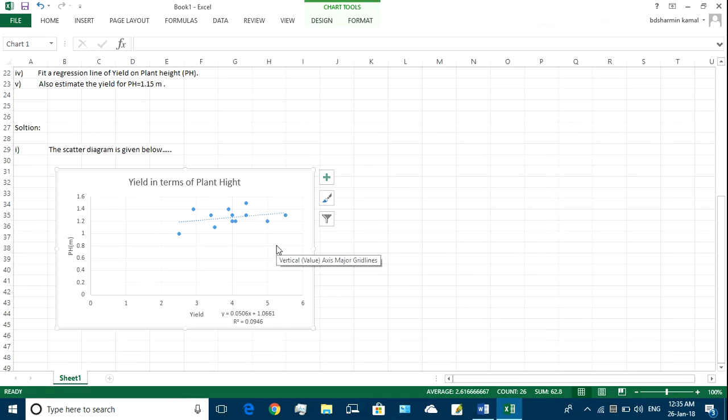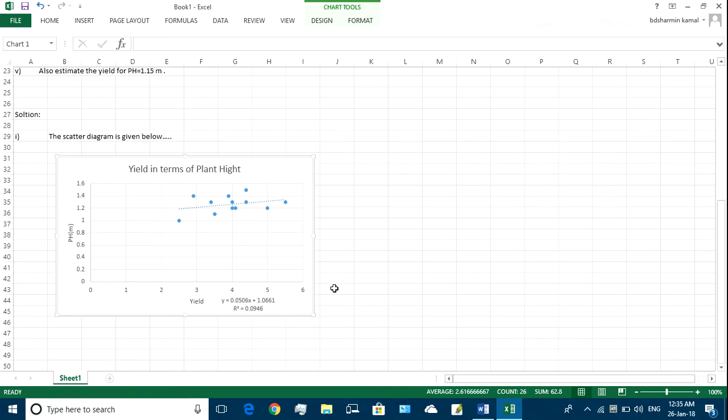Now let's take a look at our graph. Here R squared is 0.0946. We know R squared means coefficient of multiple determination. Coefficient of multiple determination 0.0946 means 9% of the total variation is explained by the taken independent variable, and the rest of the percentage, that is 91% of the total variation, is not explained due to those independent variables which are not included in the model. Got it?